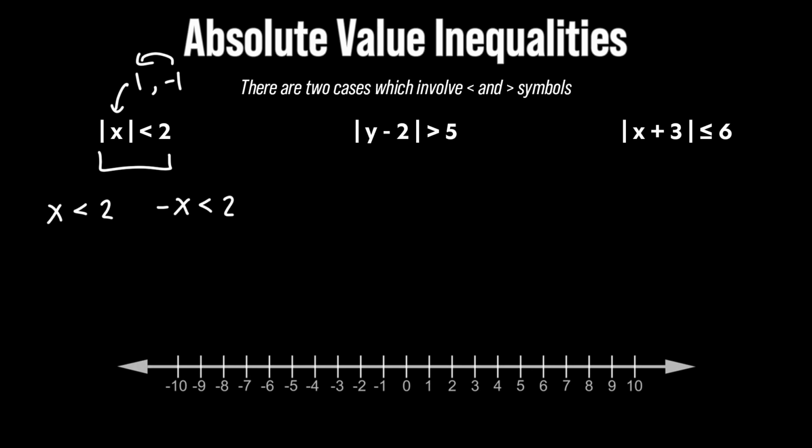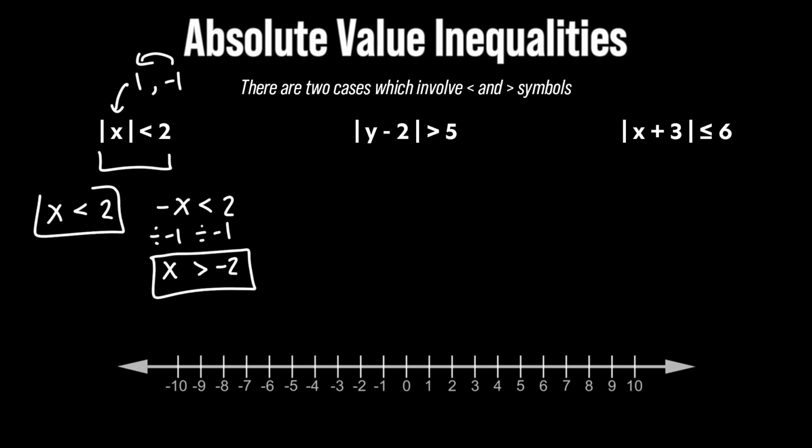Now we don't want x negative, so we're going to divide both sides by negative 1. However, this is an important thing to note. When dividing by a negative number, the inequality flips. So it's going to become x is greater than negative 2. So then we have x is greater than negative 2 and x is less than 2.